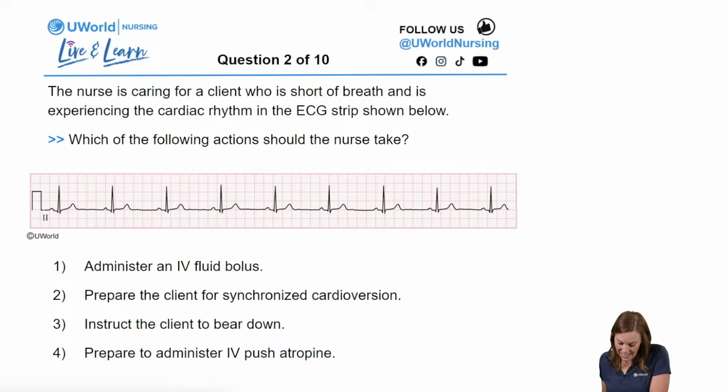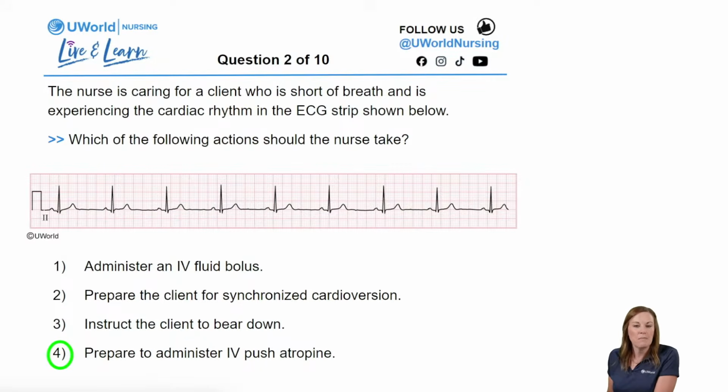All right, let's see what you guys are seeing. I will go ahead and pull up the right answer. The correct answer is option 4, prepare to administer IV push atropine. What you guys are seeing in this ECG strip is bradycardia, so we need to give medication that's going to increase our heart rate, especially because our client is symptomatic. They're short of breath. So that is going to be our right answer.